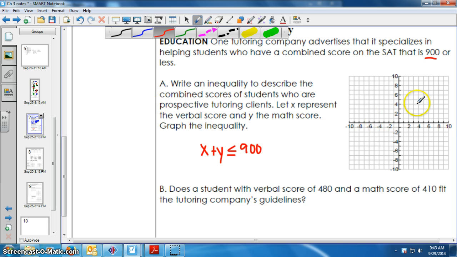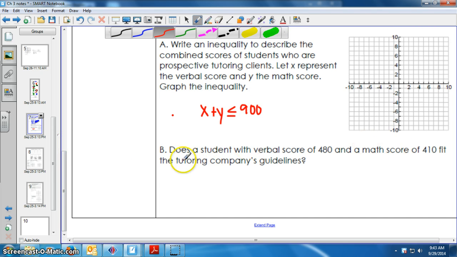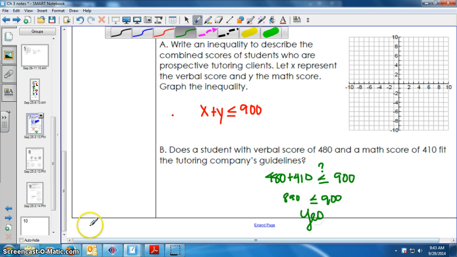And that just gets a little bit hard to graph since we're only at tens here for that 900. So we're going to skip that graphing part. Does a student's verbal score of 480 and a math score of 410 fit? So let's go ahead and plug those things in. So 480 plus 410, is that less than or equal to 900? So if we add those two together, we get 890. And is 890 less than or equal to 900? Yes. So yes, that would fit the guidelines.